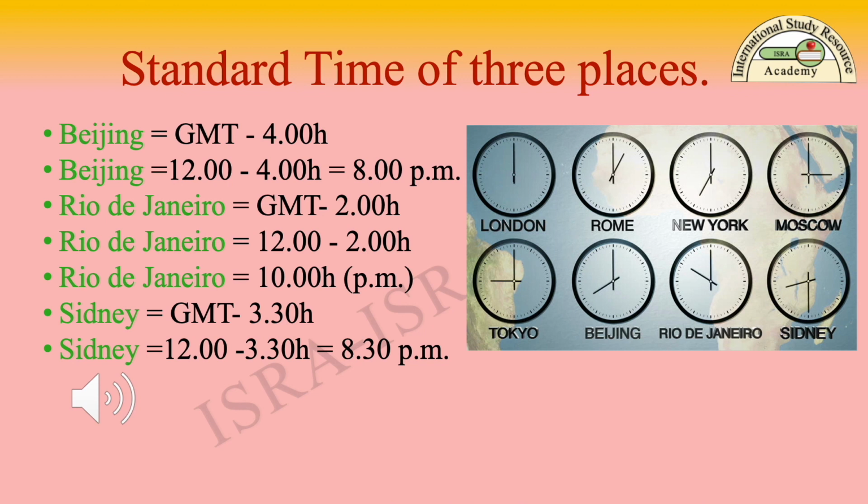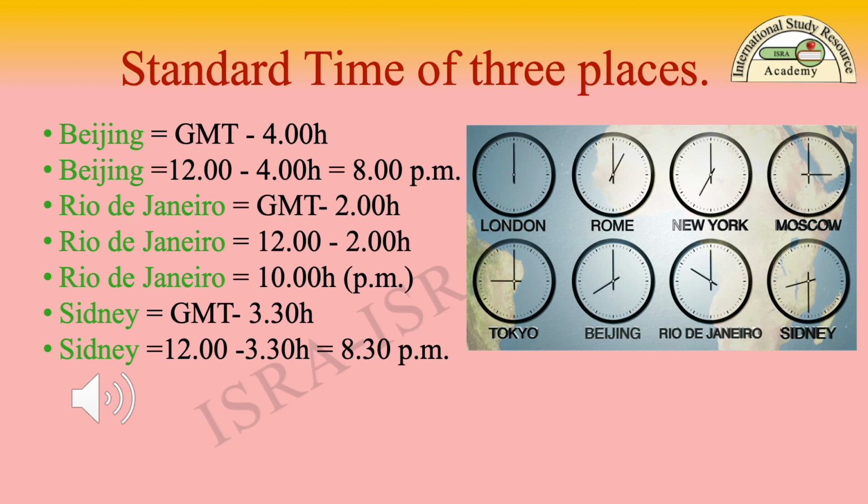Standard time of 3 places in the world. Beijing, UTC Beijing is equal to GMT London minus 4 hours. Therefore, Beijing clock is showing its standard time 12 minus 4 hours is equal to 8 pm. UTC Rio de Janeiro is equal to GMT London minus 2 hours. Therefore, Rio de Janeiro time clock is showing its standard time 12 minus 2 hours is equal to 10 pm.